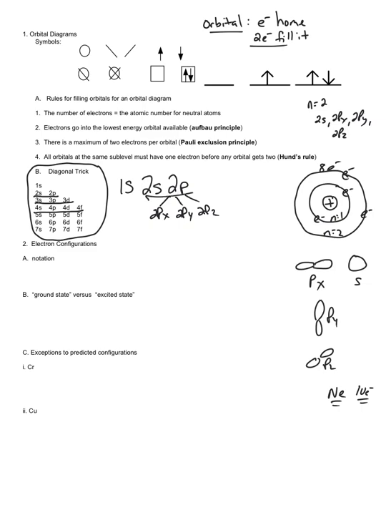Now if we have more electrons, we move up to the third floor, and now we fill the 3s, the 3p.